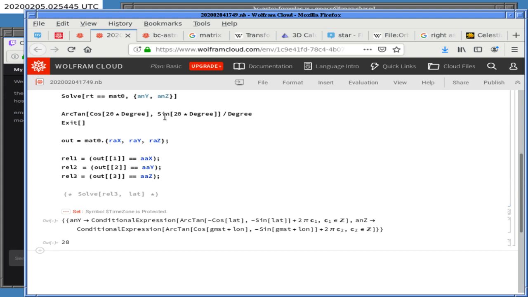Because I forgot, this is the y-coordinate. So this is y over x. So this is actually exactly lat. And this is so close to being GMST plus lon. So this is fine the way it is. This is fine up to a minus sign.